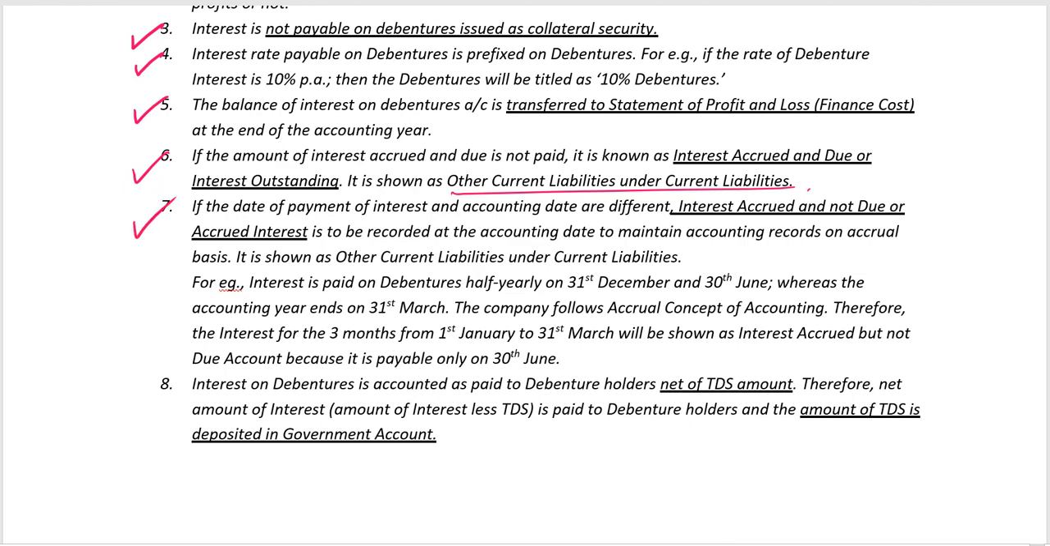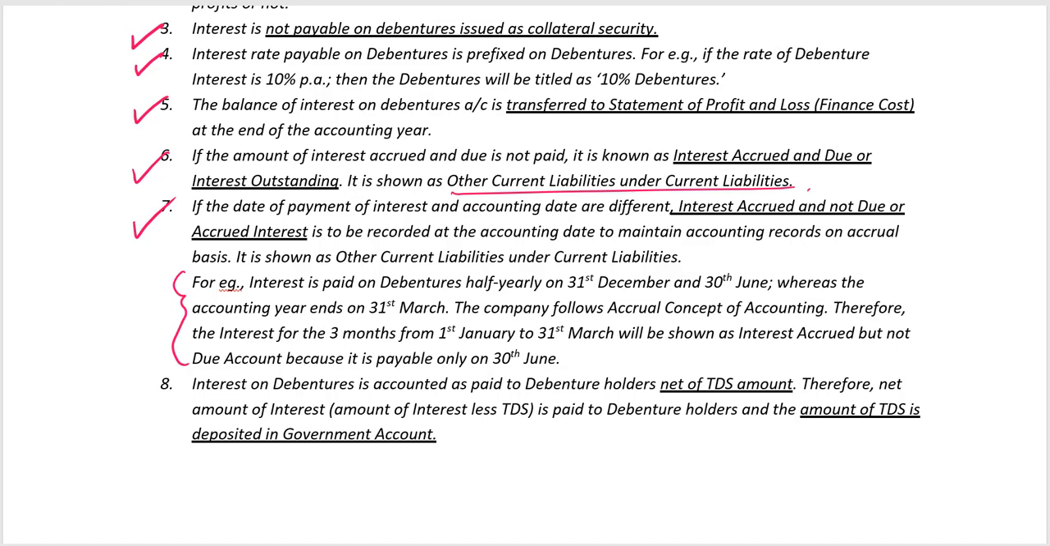If the date of payment of interest and the accounting date are different, interest accrued and not due or accrued interest is to be recorded at the accounting date to maintain accounting records on accrual basis, and this will also be shown as other current liabilities under current liabilities. Now we'll check out an example for the meaning of interest accrued and not due.